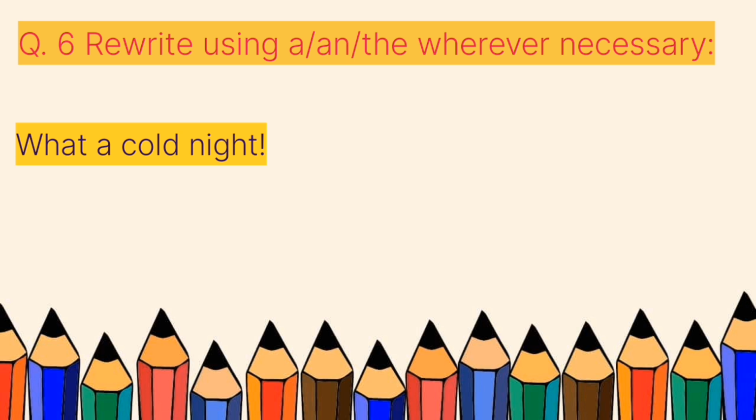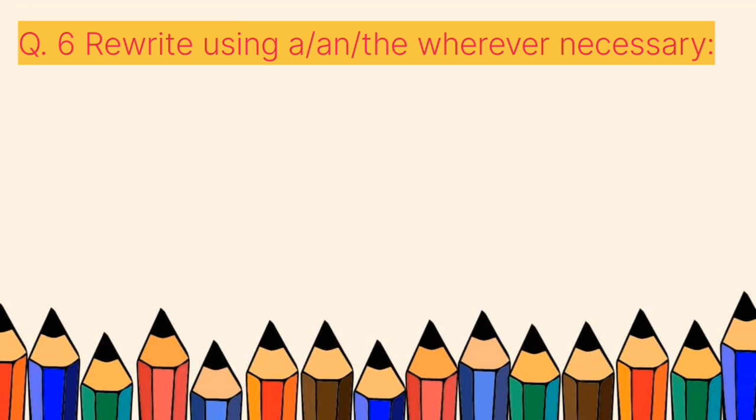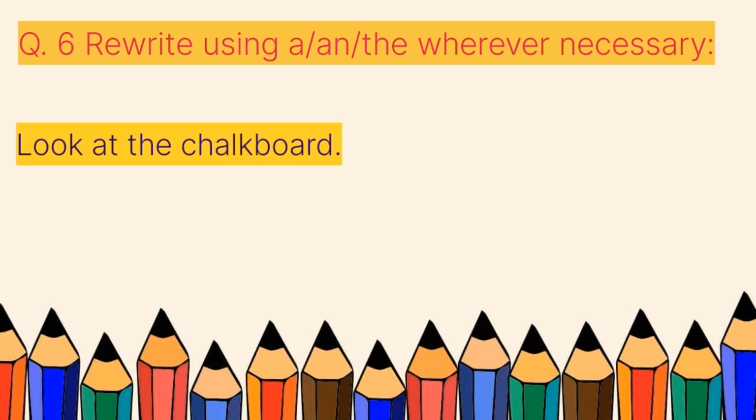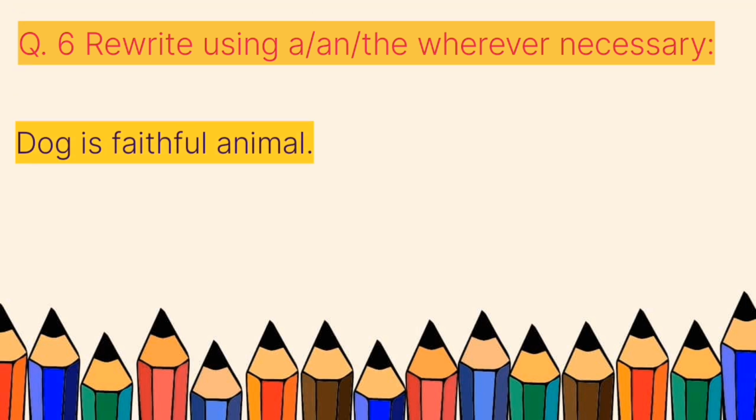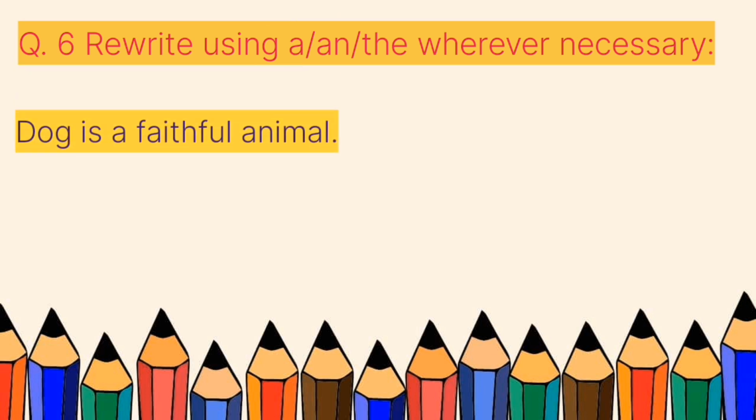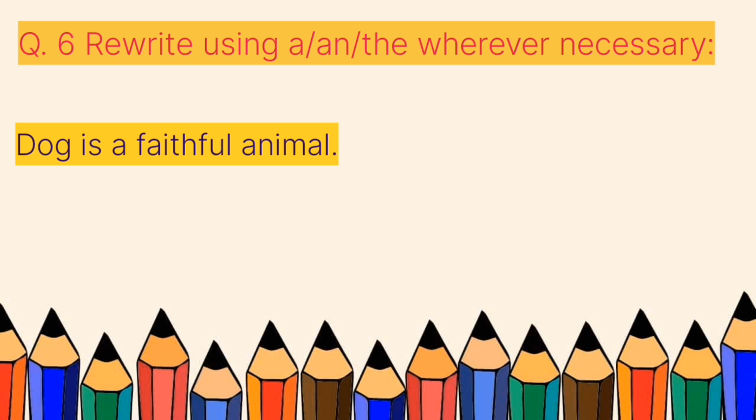Next example: look at chalkboard. The answer is, look at the chalkboard. The article the is used to refer to a specific chalkboard that is known to both the speaker and the listener. So, the definite article the is used. Next example: dog is faithful animal. The answer is, dog is a faithful animal. Here, the article a is used to make a general statement about dogs.